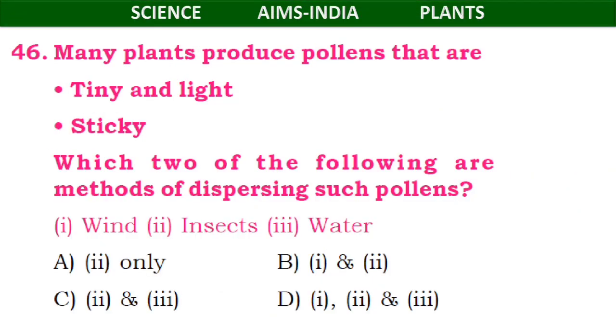Now we'll go to the next question, that is the 46th question. Many plants produce pollens that are tiny, light, and sticky. Which two of the following are methods of dispersing such pollens? So as we learned, children, pollens are very tiny, very small, and very light, in the sense without any weight, and sticky. So which two of the following are methods of dispersing such pollens?